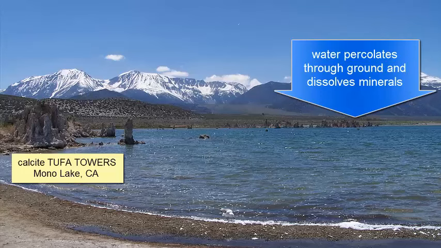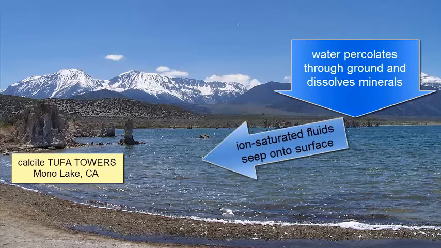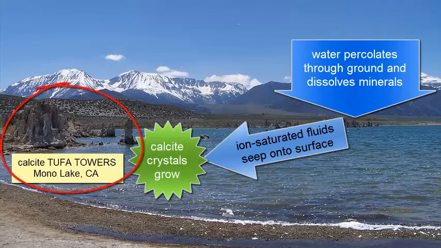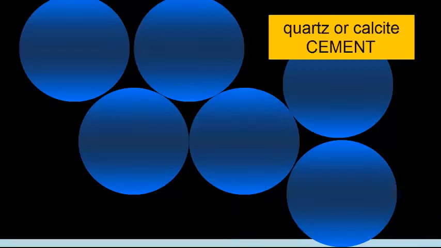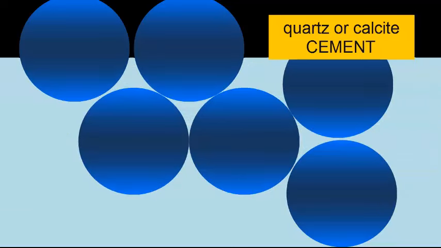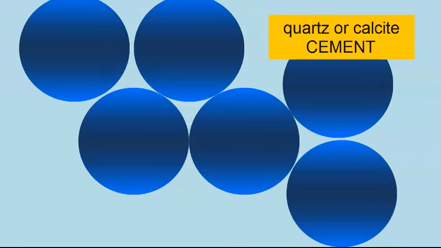As these waters dissolve minerals along their route, the water fills with increasingly greater amounts of dissolved ions. And when these ions reach saturation, and then the water enters a new environment with a new temperature or pressure that drops calcite or quartz solubility, these minerals will precipitate. When they precipitate in between sediment grains, they cement those grains together.